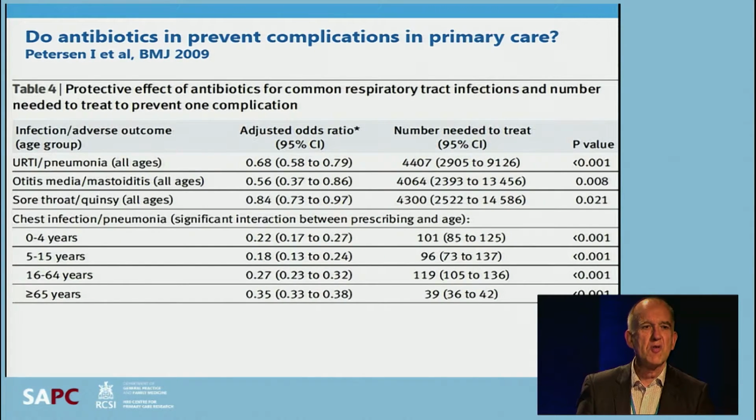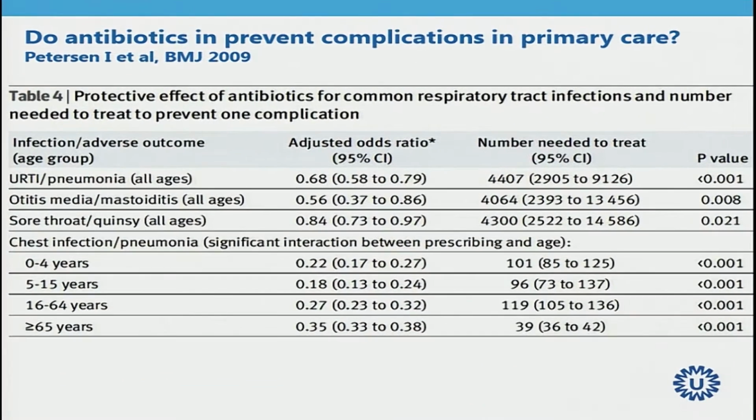Right, now does this overprescribing serve a cause? Is it helping where we actually wanted it to help, at avoiding serious cases? Yes, it does to some extent. This is a very nice study from Petersen and colleagues in BMJ 2009, showing the relation between antibiotics given for these infections, like upper respiratory tract infection and otitis media, and how many cases of serious complications of these infections were avoided.